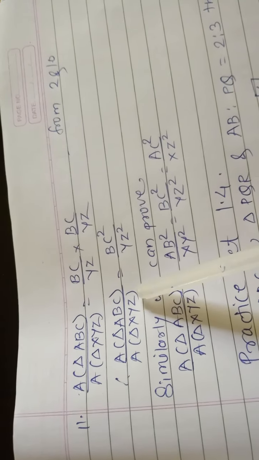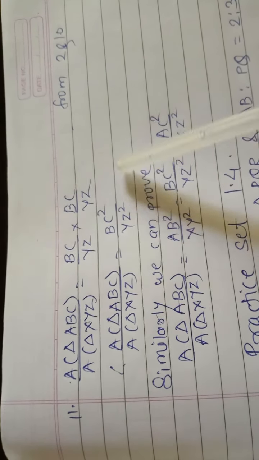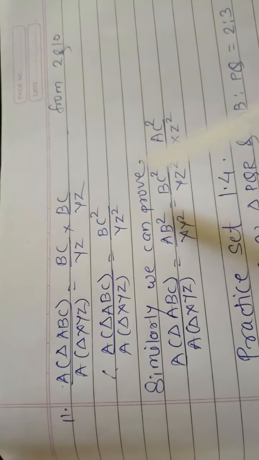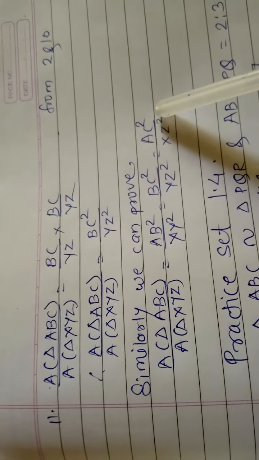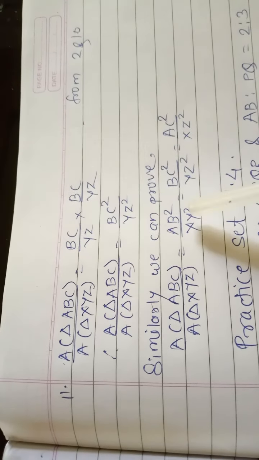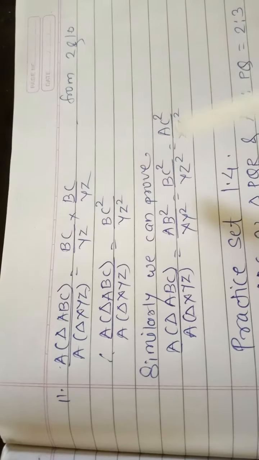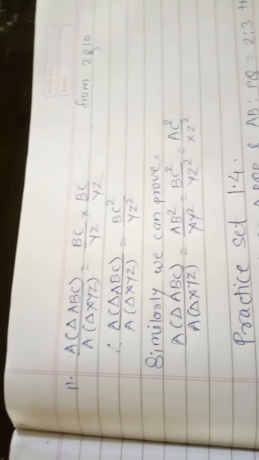And so now we take the product of these two. So what we get? Area of triangle ABC upon area of triangle XYZ is equal to BC square upon YZ square. And similarly we can prove that the remaining ratios, the ratio of squares of the sides, they are also equal. So there is no necessity to prove it again. सिर्फ किसी एक साइड को हम प्रूव करके दिखा सकते हैं. So this is all about the theorem of area of similar triangles.